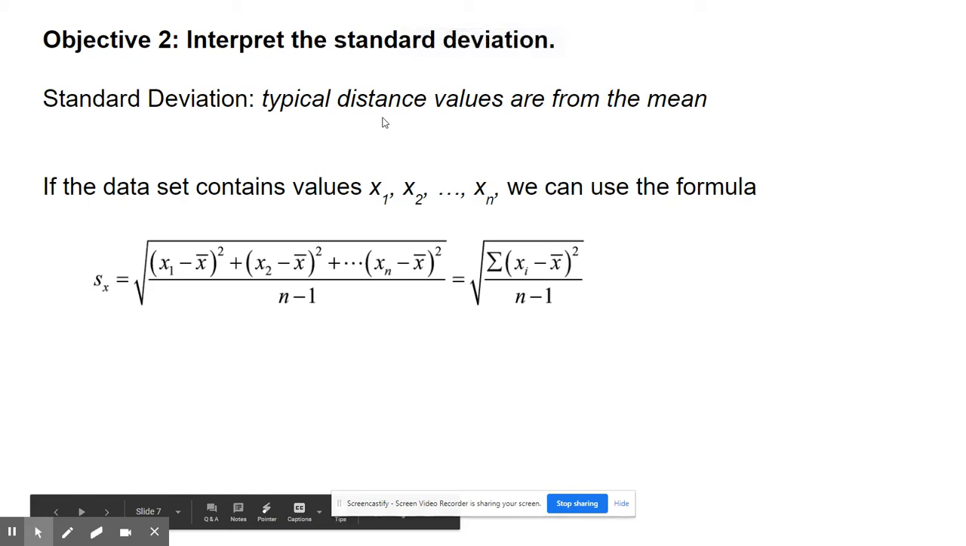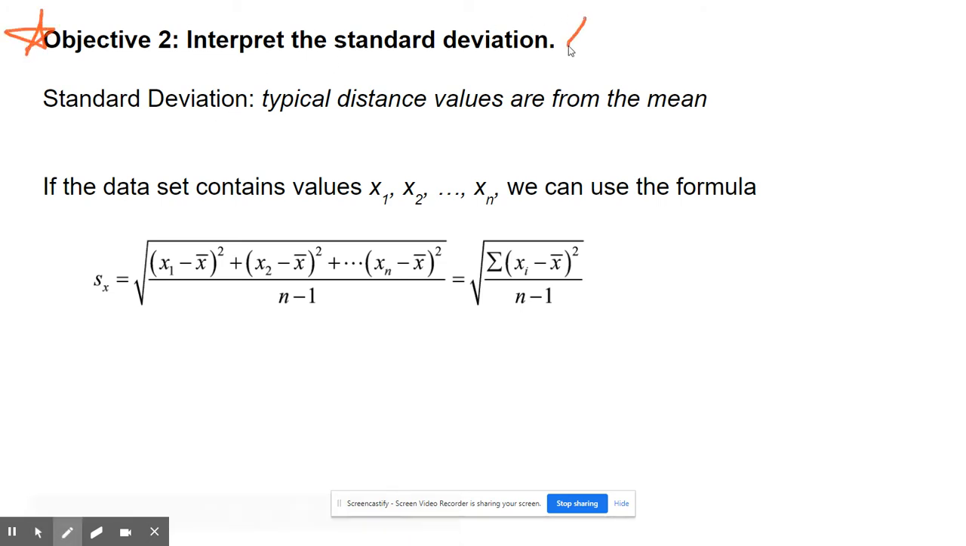Okay, so the last type of variation is called standard deviation. And again, this is very, very important. This is the type of variation we'll use mostly this year, so I'm going to put stars next to it, okay? So what is standard deviation? Well, standard deviation is the typical distance values are from the mean.